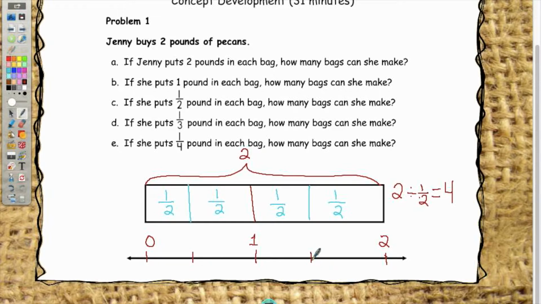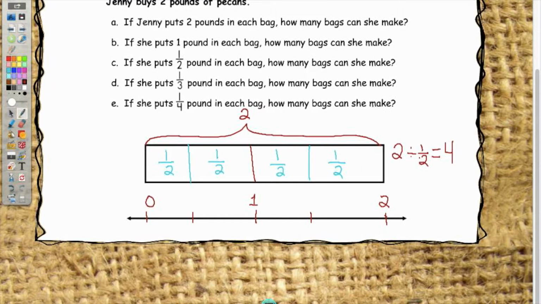Now how do I label this? 0 halves, 1 half, 2 halves, 3 halves, 4 halves. Now you can't think of 4 halves as a division problem because 4 divided by 2 is 2, and we don't have 2 bags, do we? We have 4 bags. Okay, let's keep going.